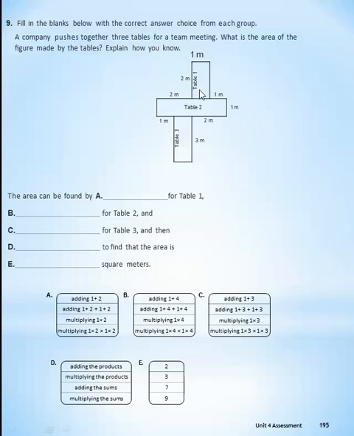First table, we can multiply 1 times 2. Second table, we said that we have here 4 centimeter, so multiply 1 by 4. Third table, we have 1 by 3. Multiply 1 by 3 to find. Then what do we do after that? Add the product.